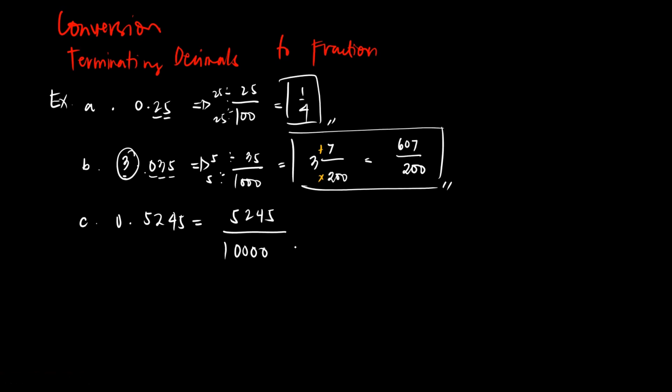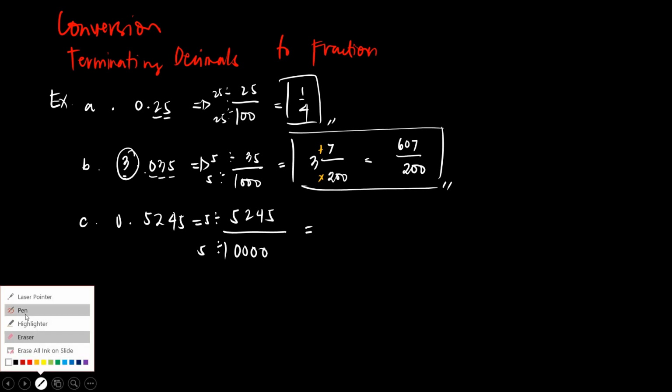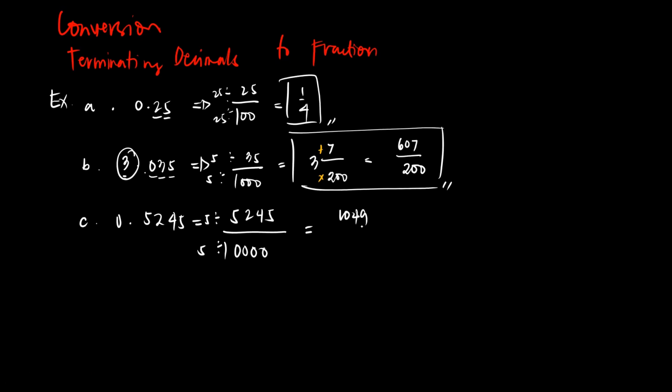Okay, then simplify. What is the greatest common factor of 5,245 and 10,000? The greatest common factor is 5. So, divide nyo lang siya sa 5. So, you will get 1,049 all over 2,000.